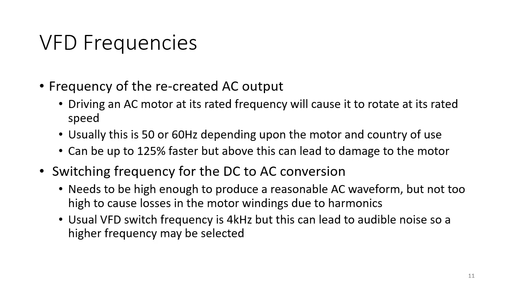Now, on top of the recreated AC output, there's also a switching frequency for the DC to AC conversion. This needs to be high enough to produce a reasonable AC waveform, so we can't just have a system going on or off at 50 or 60 hertz. It would need to be faster than that. But what you could also do is have a faster frequency, but if it's too fast, then you start getting harmonics in the motor windings, and that can cause higher frequency losses. So you need to have a suitable switching frequency between the two.